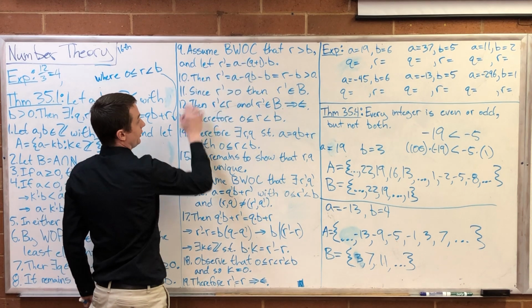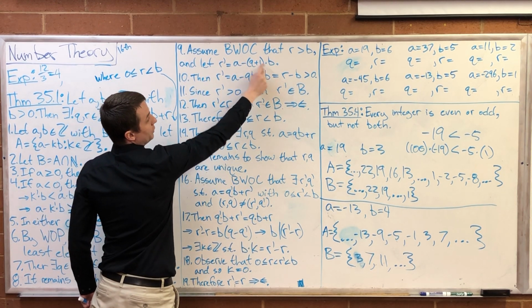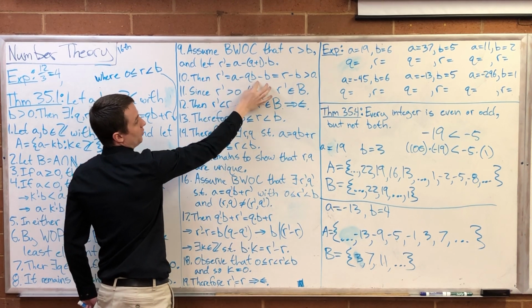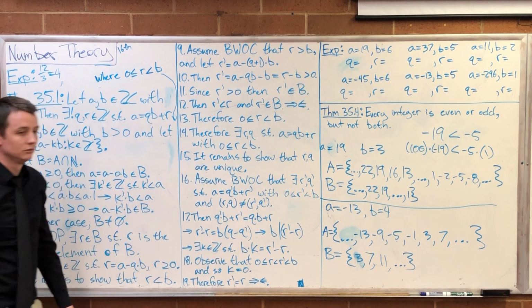So let R prime equal this thing. Then R prime is equal to A minus QB minus B. Just distribute the B across those. So R prime is equal to, notice that's R minus B.